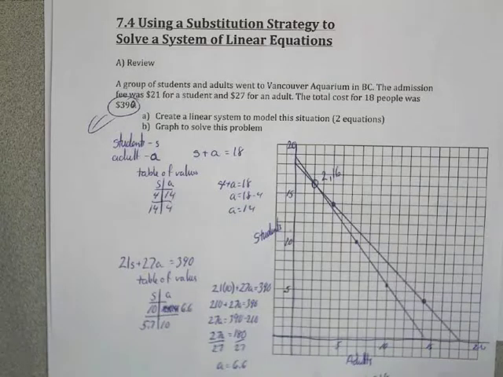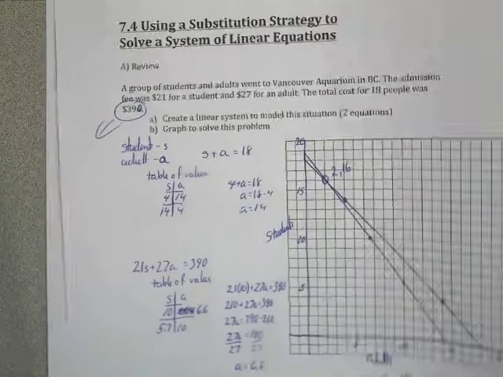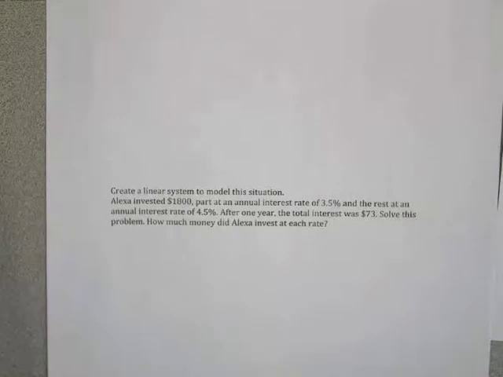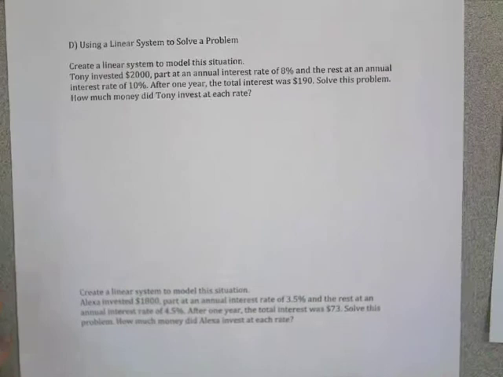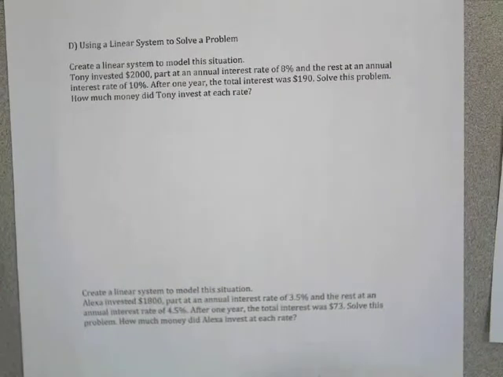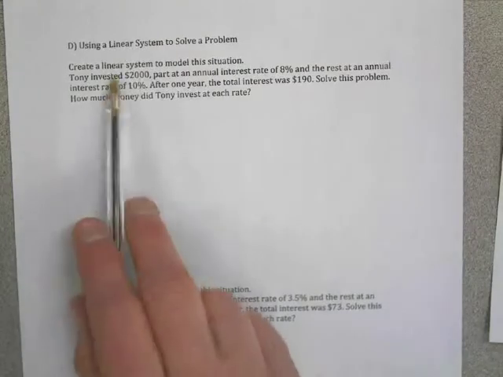This is part 3 of 7.1, using a substitution strategy to solve the system of linear equations. So looking at part D. Part D is a lot easier than part C, and it's something like part B that we did earlier. So here we go. We're going to create linear systems.